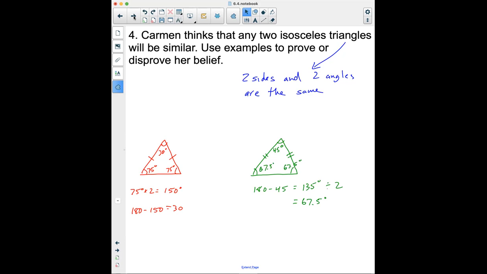And right there, from that one example alone, these two isosceles triangles are not similar. Therefore, isosceles triangles will not always be similar. If you're asked a question like this on an assessment, two examples just like this would actually be perfect.